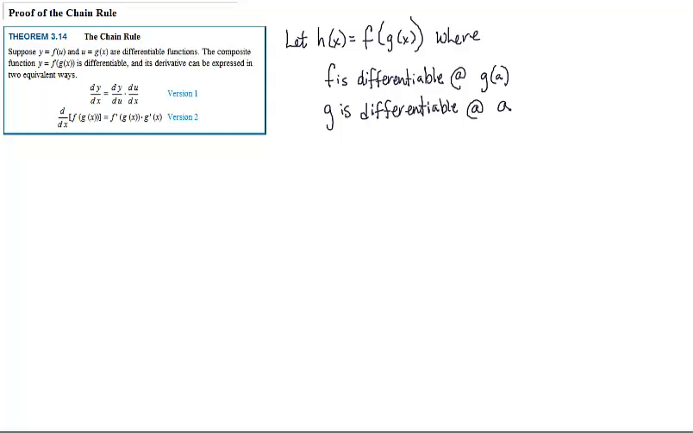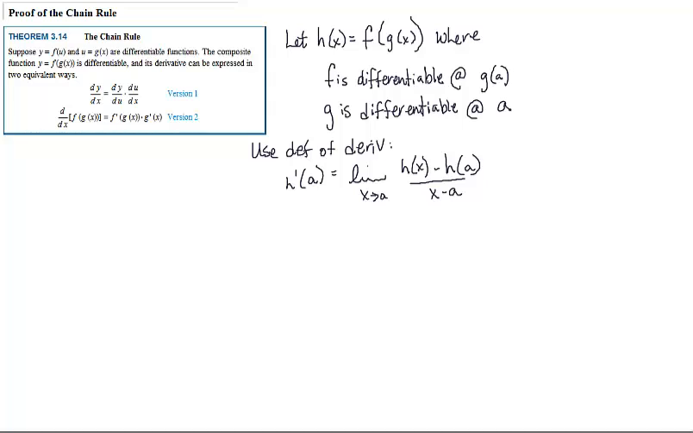I'm going to use the definition of the derivative. Remember there were several. I'm going to use the one involving the a. h prime of a equals the limit as x goes to a of h of x minus h of a all over x minus a.